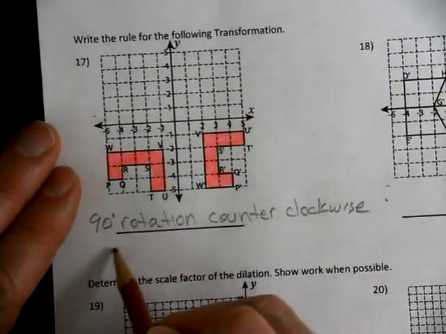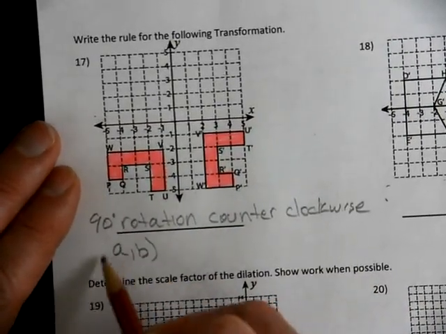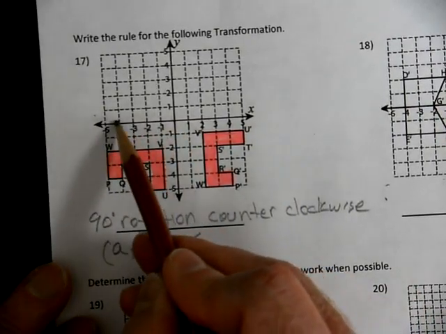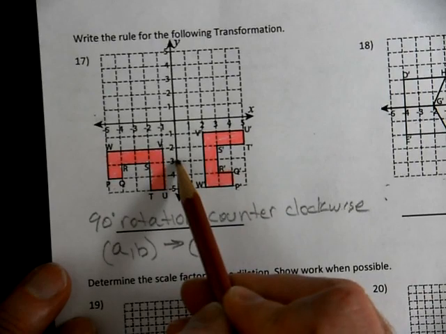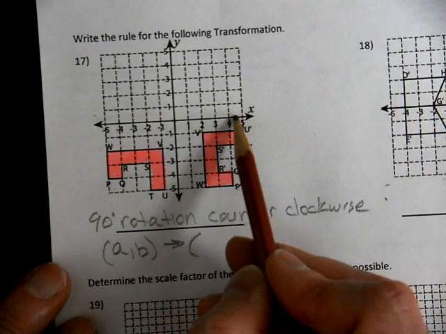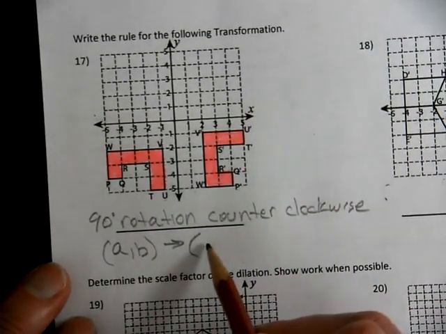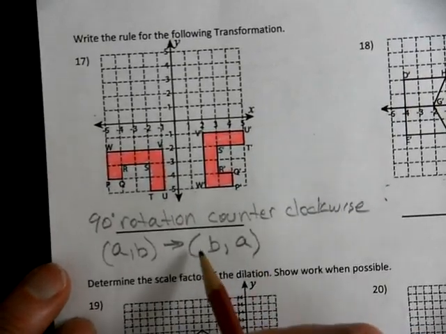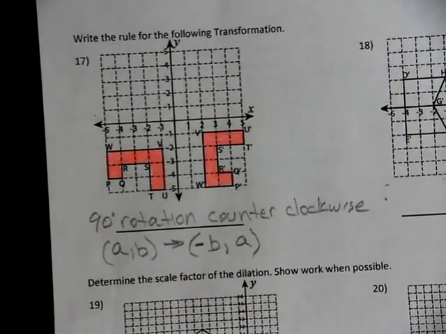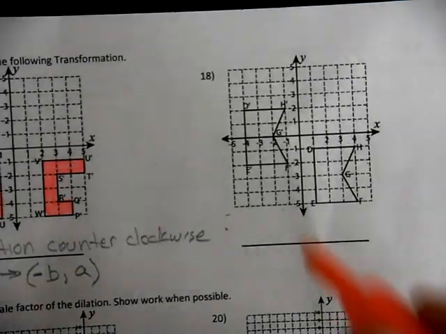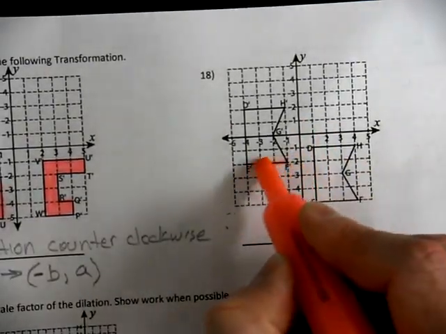And the rule for that is (a, b). All the values that were negative x's are now going to become negative y's. All the values that were negative y's are now going to become positive x's. So we're switching the order and changing the sign on the left. That's the rule for a 90-degree rotation. Here, we can trace out our image.